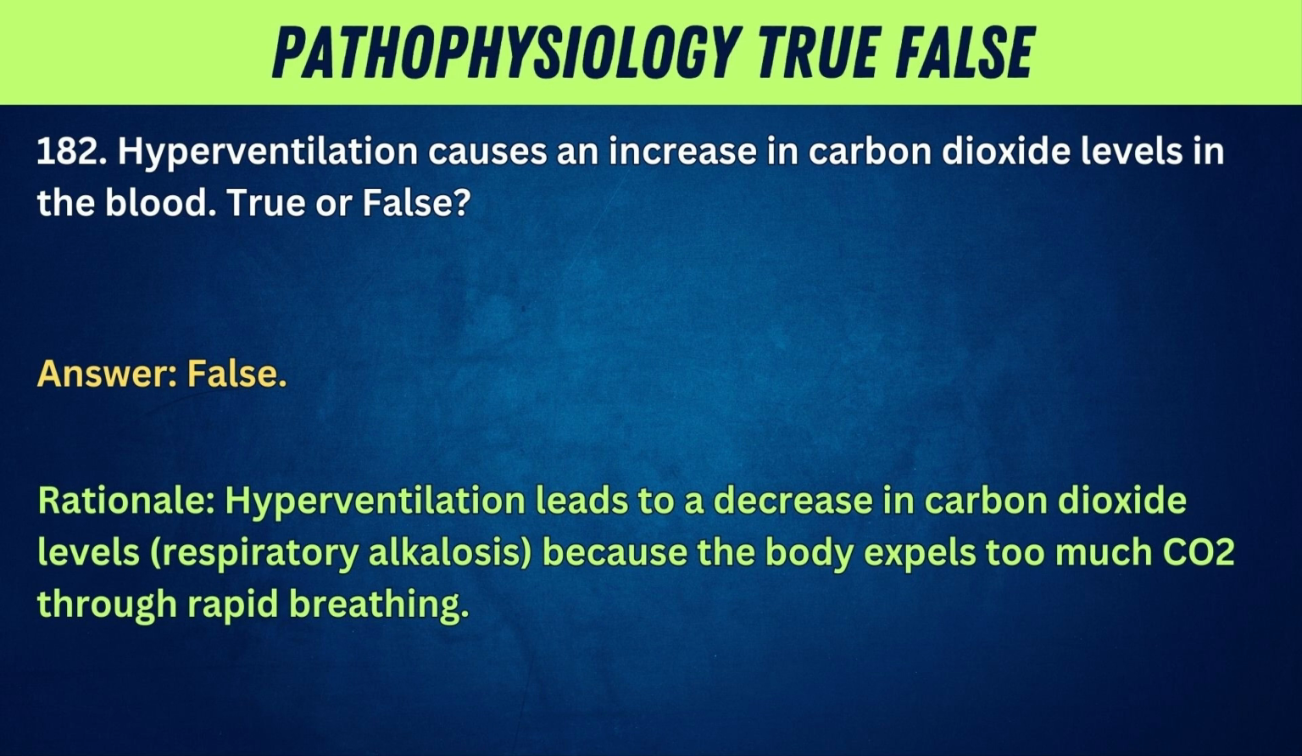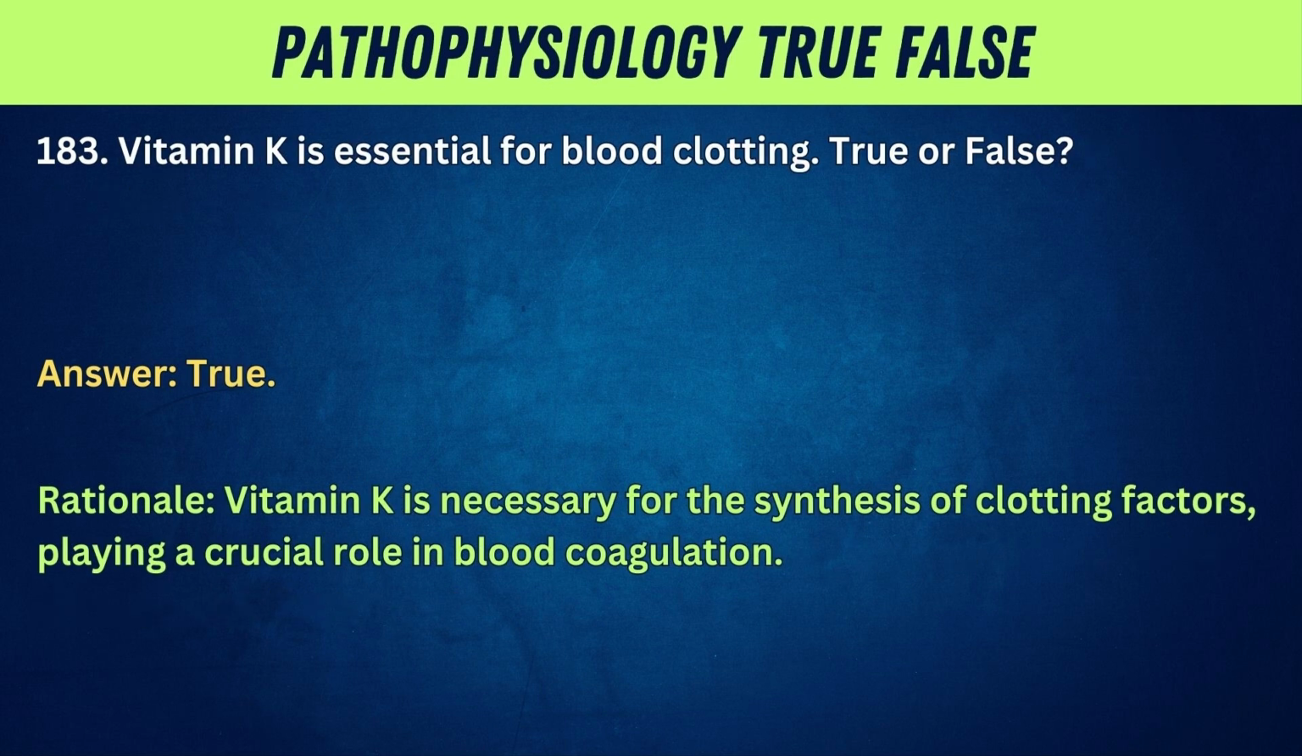True or false? Answer: false. Rationale: hyperventilation leads to a decrease in carbon dioxide levels, respiratory alkalosis, because the body expels too much CO2 through rapid breathing. 183. Vitamin K is essential for blood clotting. True or false? Answer: true. Rationale: vitamin K is necessary for the synthesis of clotting factors, playing a crucial role in blood coagulation.